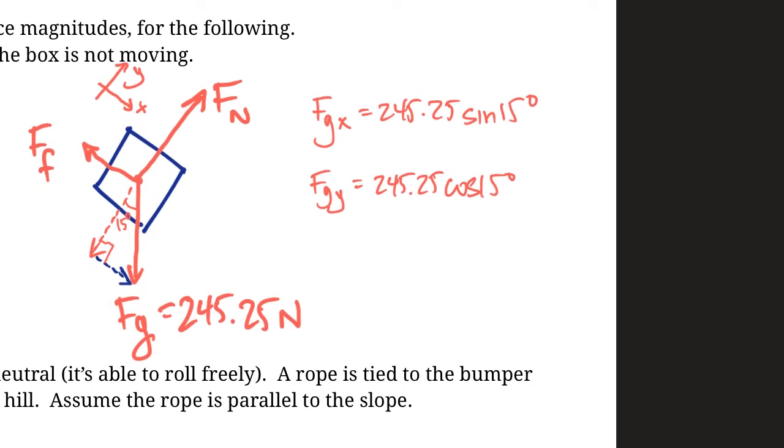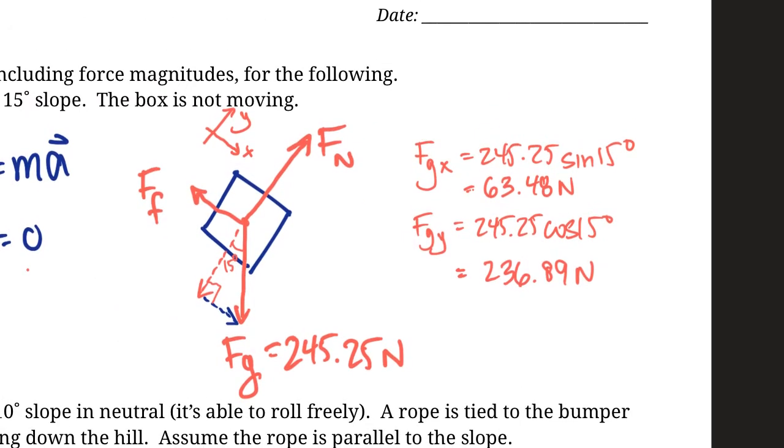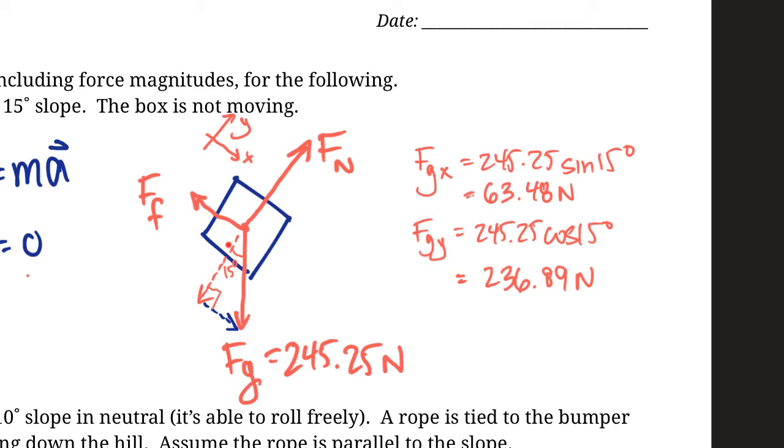FGX: 245.25 sine 15 gives us 63.48 newtons. We'll round these all to nice significant digits at the end. And the y component is 245.25 cos 15, which is 236.89 newtons, right? So now we know the length of each one of these, right? It also makes sense that this one is shorter than this one. We drew it roughly to scale, so it does make sense.